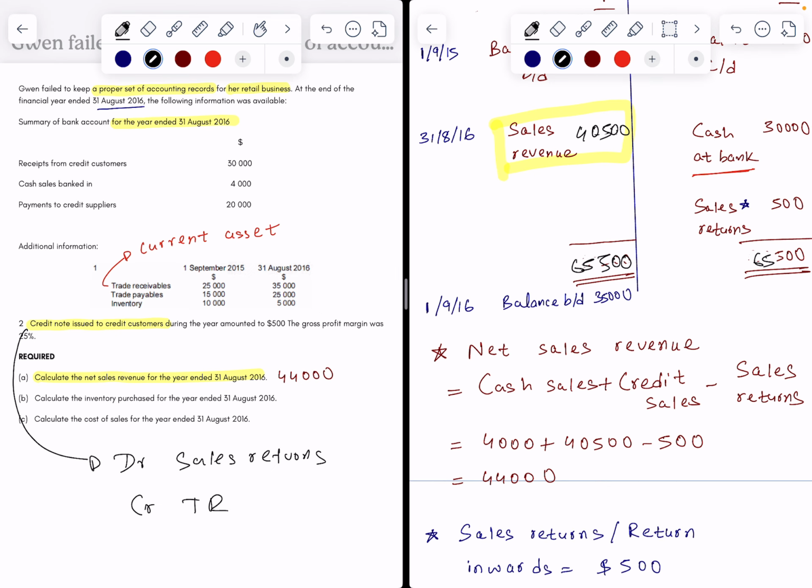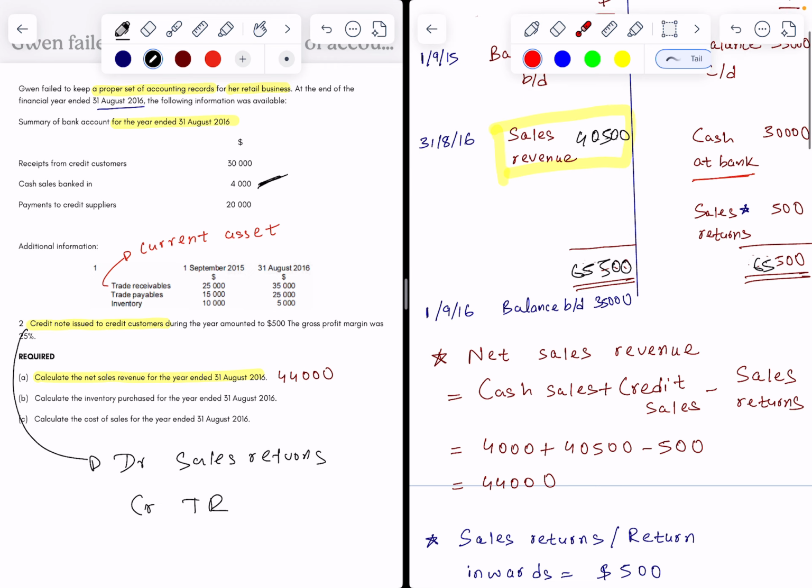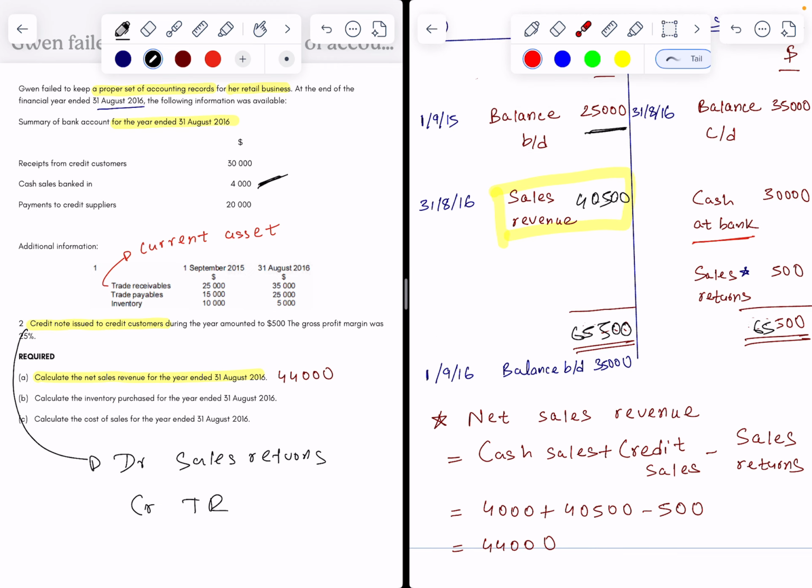All right. Now, how do we find the net sales revenue? As we have discussed in the beginning, to find the net sales revenue, you add the cash sales to the credit sales, and then you subtract the sales returns. So what are my cash sales? The cash sales are $4,000, which is given in the beginning of the question. Cash sales which have been banked in, that is $4,000. Then we add the credit sales which we have derived, that is $40,500 based on our preparation of the ledger account, and then we subtract the sales returns of $500. So this leaves us with a final amount of $44,000 as the net sales revenue, okay?